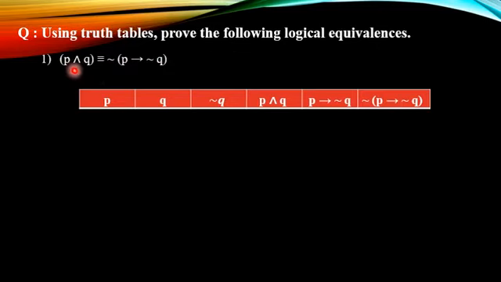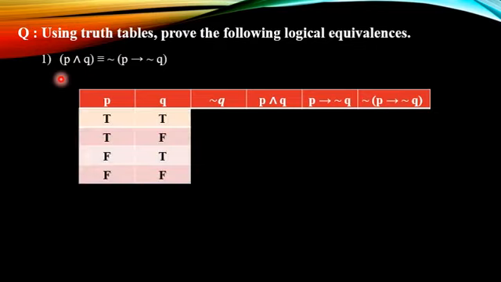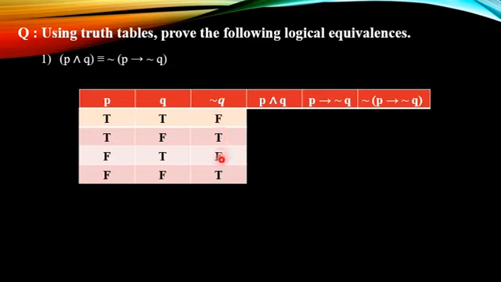Since the given statement pattern contains two prime components, there are four different combinations. In P we write 2 times T, 2 times F; in Q we write TF alternately. Now we find negation Q. We all know the negation of T is false and the negation of F is true, so the truth values of this column are F, T, F, T.